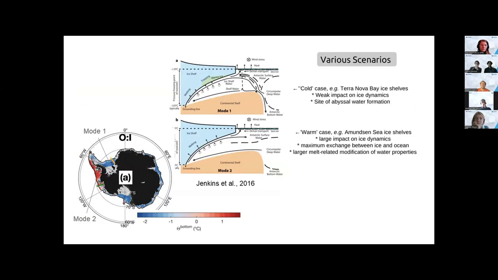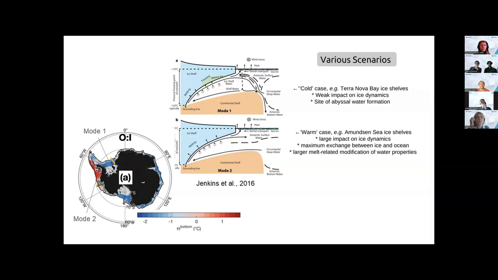But not every shelf around the Antarctic works like that. Here we have schematics showing this mode 1, which we just saw, a cold continental shelf, and then the opposite would be a warm scenario where the front that we have in the cold shelf is missing and grants basically uninhibited access of the circumpolar deep water all the way to the ice shelf. That results in very warm situations in contrast to the cold ones.